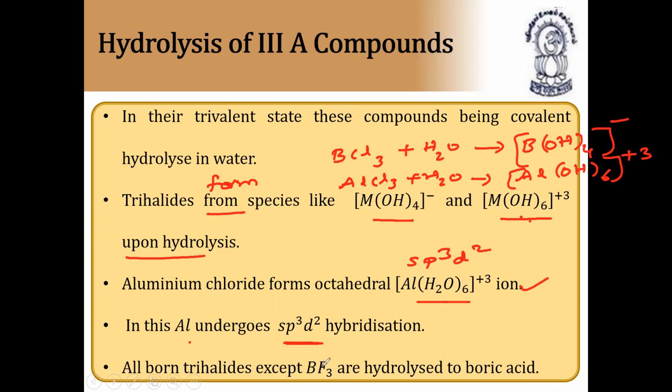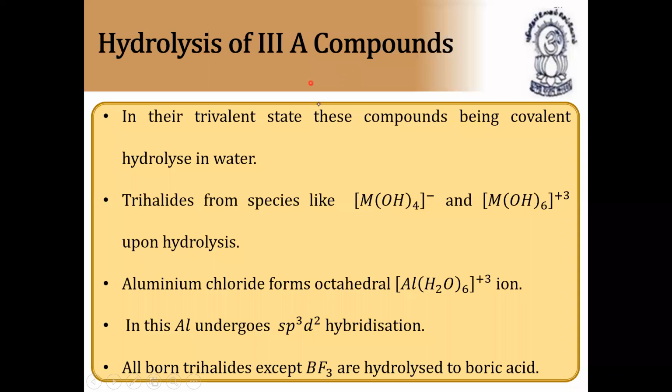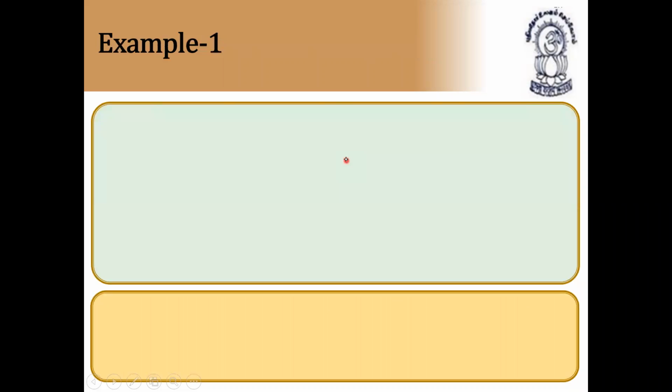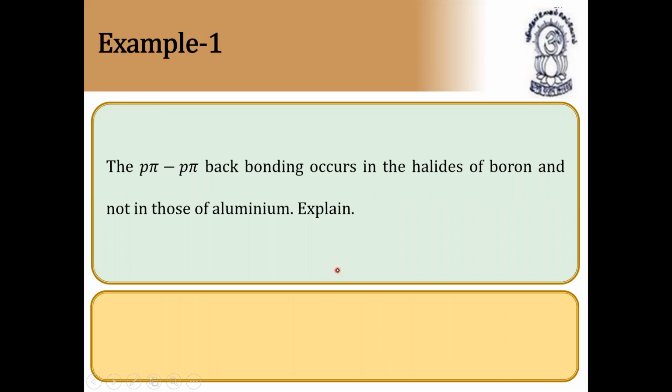All boron trihalides except BF3 are hydrolyzed to boric acid. They form boric acid, that is H3BO3. Next, continuation. So this is the hydrolysis of group 13 elements. Now let us see some questions based on this.